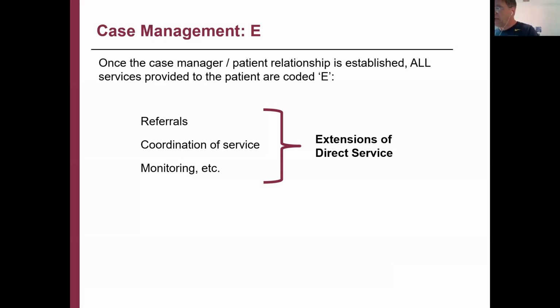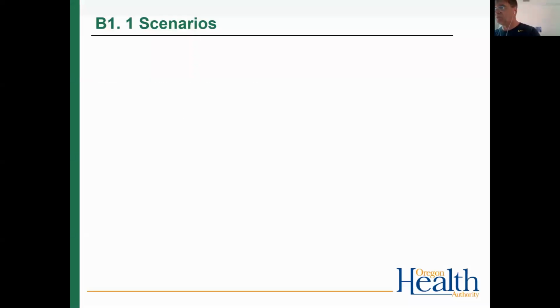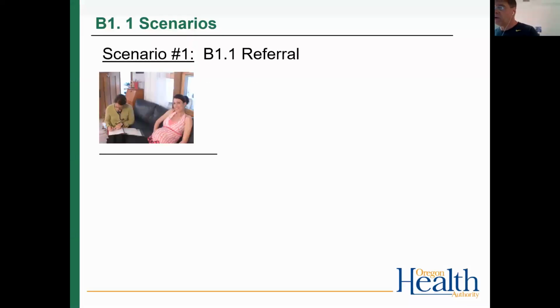So, are there any situations where a skilled professional isn't providing direct care or case management? Well, let's look at a few scenarios to find out. Scenario number 1. You are doing a home visit, and the mother of the child who is your patient announces that she is pregnant. You ask her some questions and give her a referral. You can count the time as B1.1, which is the subcode for giving referrals.